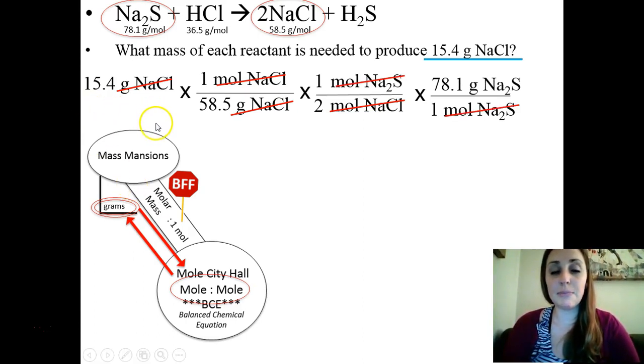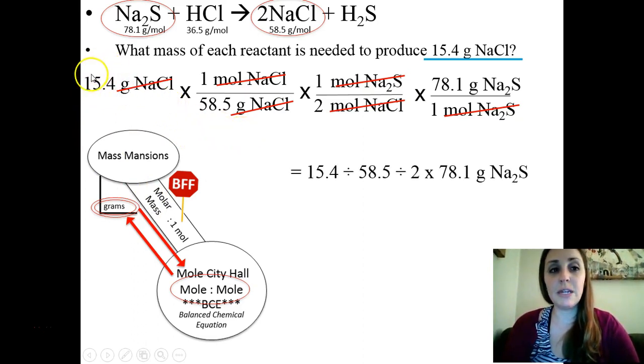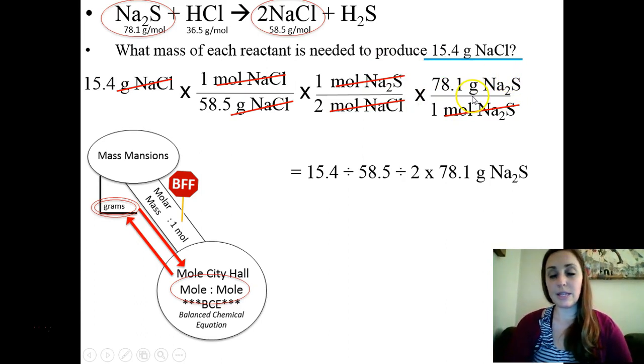So anything on the top is multiplied, anything on the bottom is divided. So here's the math you're going to get. 15.4, we don't care about ones, divided by 58.5, don't care about ones, divided by 2, and times 78.1, don't care about ones, grams of sodium sulfide is what's left.